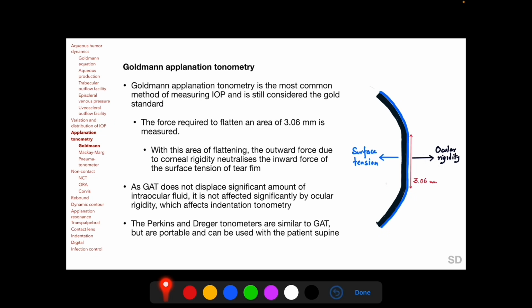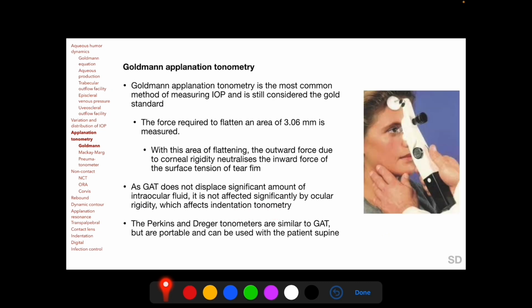As Goldmann applanation tonometry does not displace a significant amount of intraocular fluid, it is not affected significantly by ocular rigidity, which affects indentation tonometry with Schiotz tonometer. The Perkins and Draeger tonometers, the Perkins tonometer being shown in this photograph, are similar to Goldmann applanation tonometer in principle but are portable and can be used on a patient in supine position.